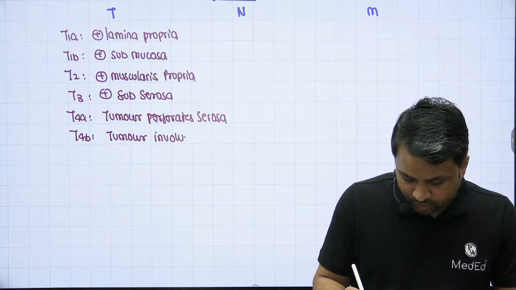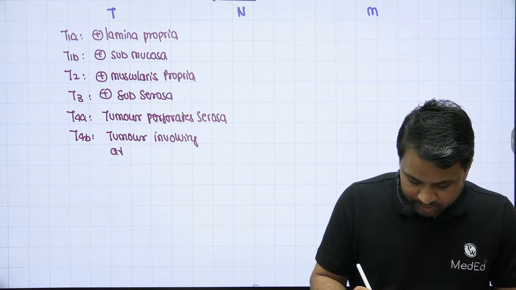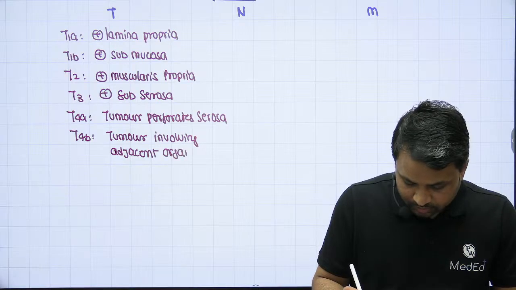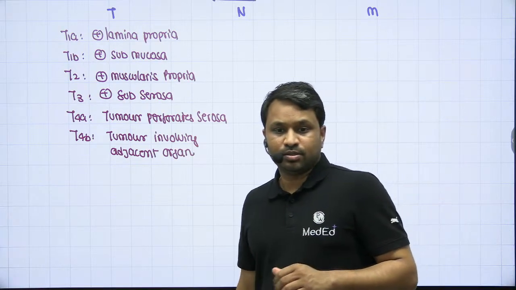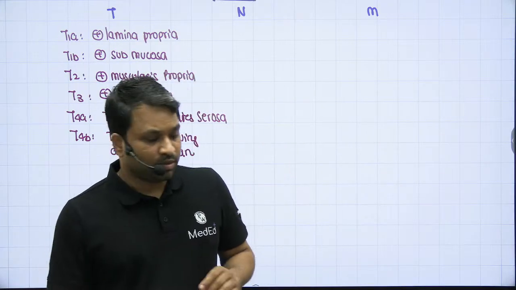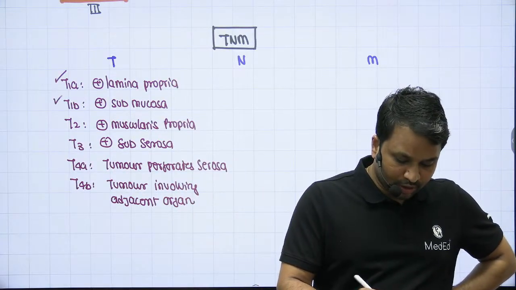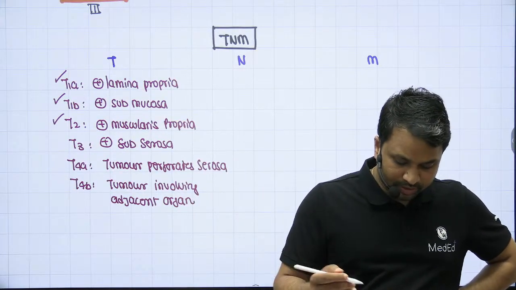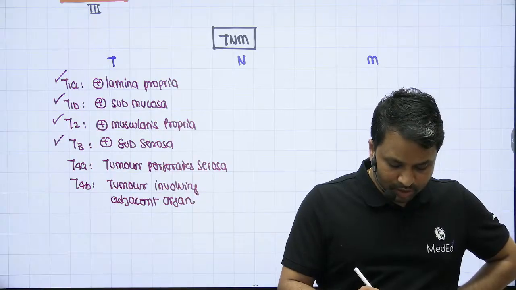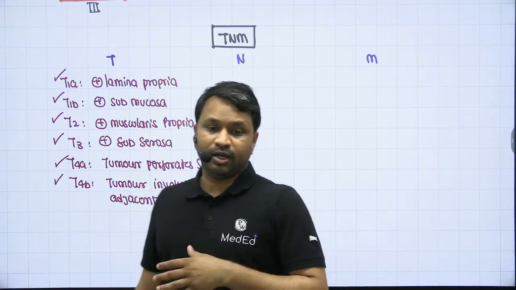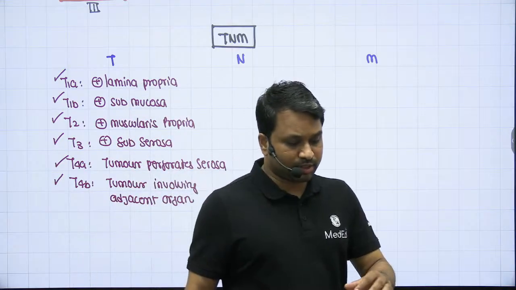Then you have T4B, where the tumor is involving an adjacent organ, right? So T1A is involvement of lamina propria, then you have the submucosa, then the muscularis propria, then the serosa, then it's beyond serosa, and ultimately it is going to invade the surrounding organs. Okay, that is your T status.